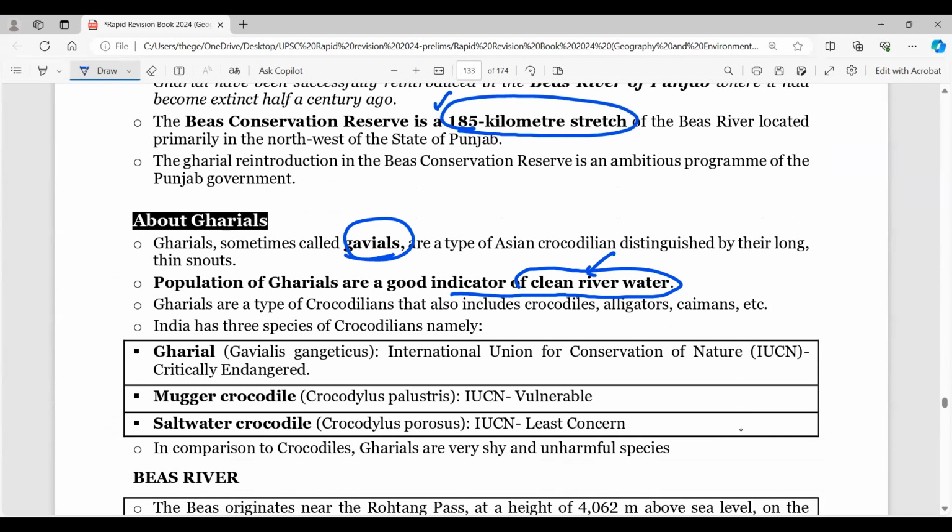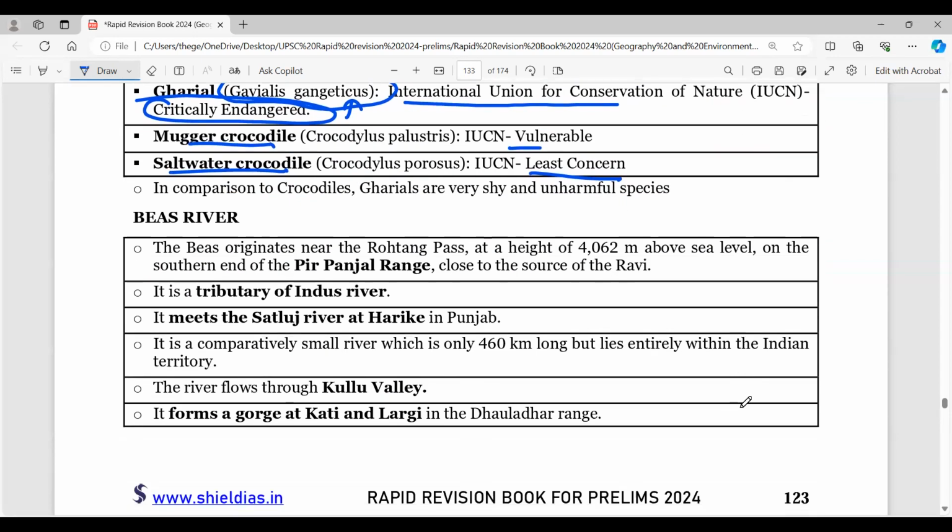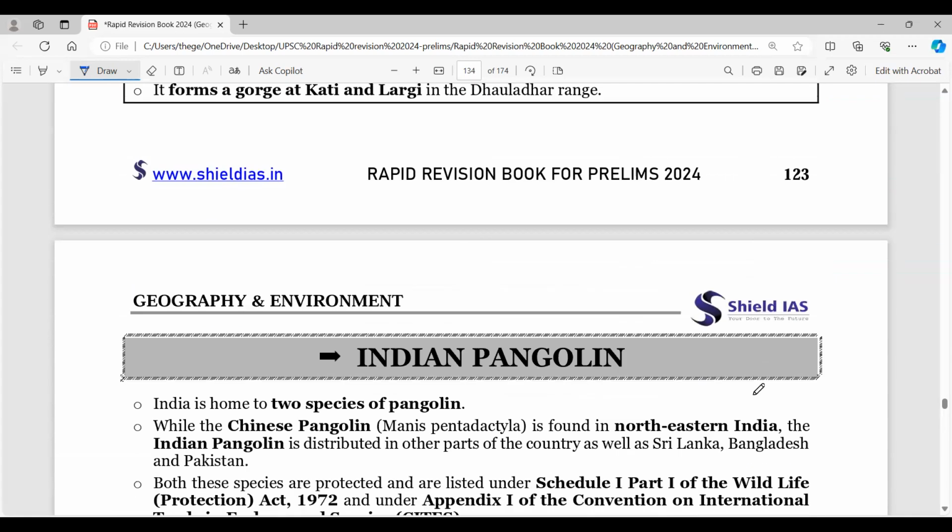So gharials are a type of crocodilian that includes crocodiles, alligators, caimans, and here the International Union for Conservation of Nature, IUCN, lists it as a critically endangered species, if you see, and Gavialis gangeticus. Okay, so gangeticus, as you see, the name itself is coming from Ganga, right? Then you have the vulnerable category, mugger crocodile, and saltwater crocodile is least concern. And here Beas River and Pir Panjal, Satluj, Kullu Valley, at least take a map revision of this.